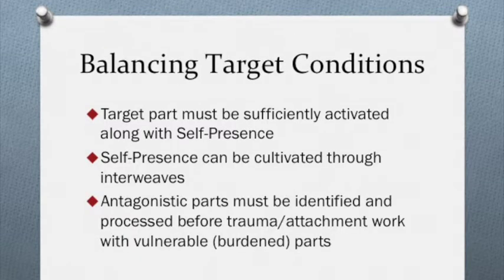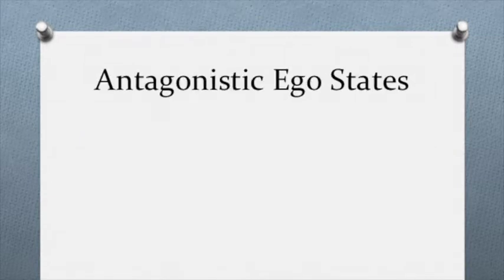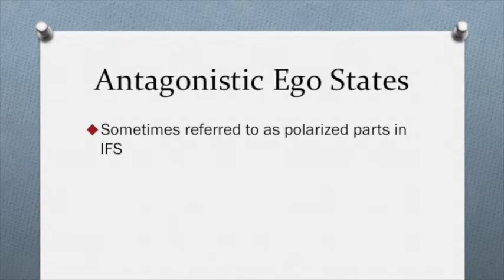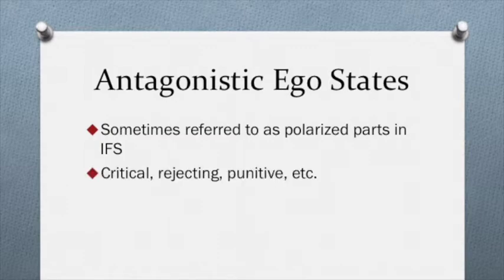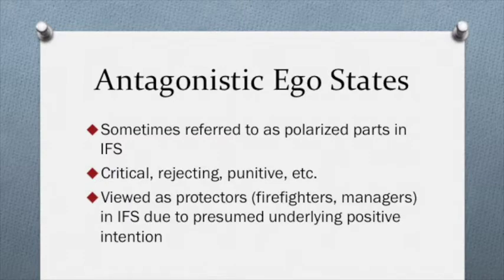Antagonistic parts must be identified and processed before trauma or attachment work with vulnerable, burdened parts. Antagonistic ego states are sometimes referred to as polarized parts in IFS. They are critical, rejecting, punitive, etc. And they're viewed as protectors, firefighters, or managers in IFS due to their presumed underlying positive intention.